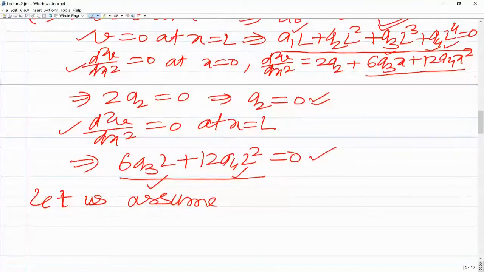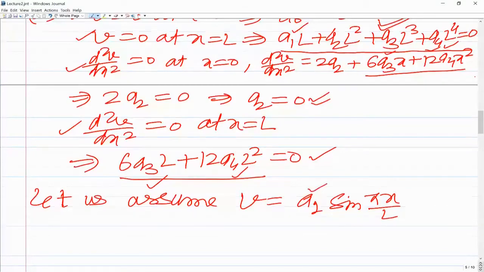But let us say that we want to assume v equal to, rather than a polynomial, a1 into sine of pi x by l. Let us assume a trigonometric function, and only a one-term trigonometric function. So that is a1 into sine pi x by l. A1 is an unknown constant, and sine pi x by l is a function of x.